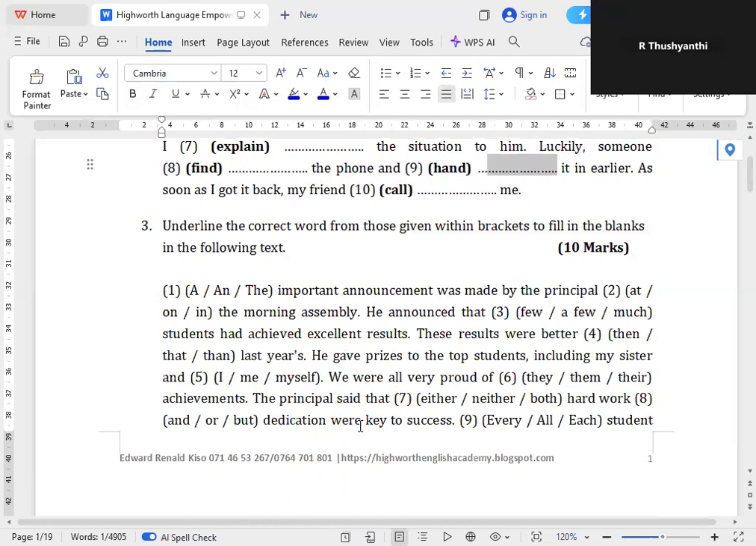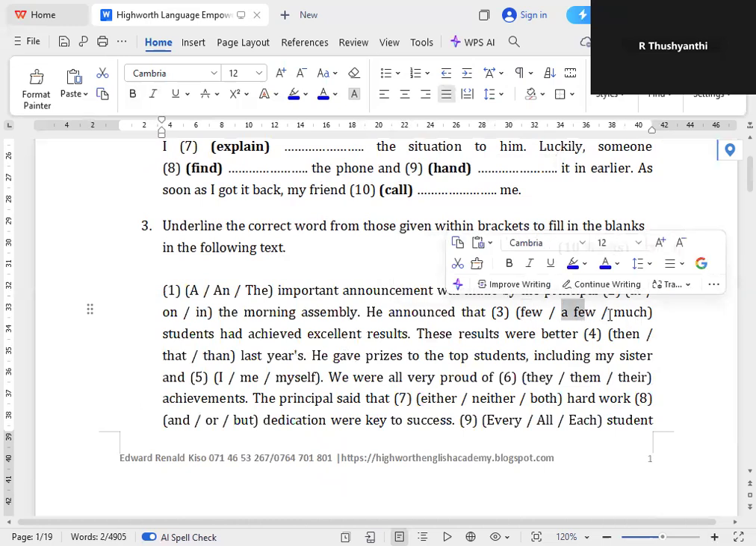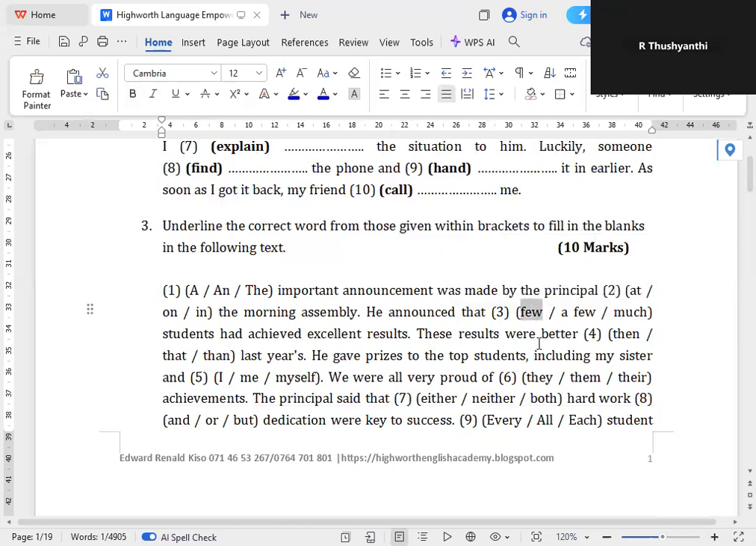He announced that a few, few, and much, which is correct? You can't say few students, because that gives a negative meaning. A few students means it's a negative meaning, right? A very less number, right? It doesn't give a positive impact, a positive idea.